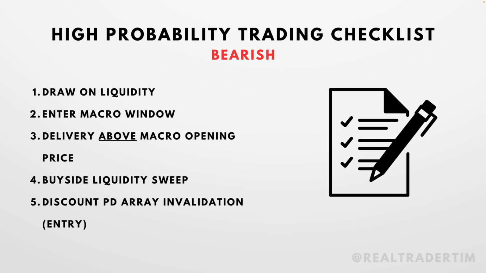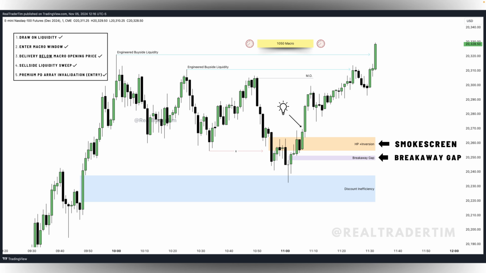And number 5, all we are waiting for to enter our trade is a discount PD array to be invalidated, or in other words, a candle to close below that discount PD array. Let's go take a look at some examples. For example 1, we are going to be looking at NASDAQ's 1-minute chart. All of these executions should be done on the 1-minute time frame.